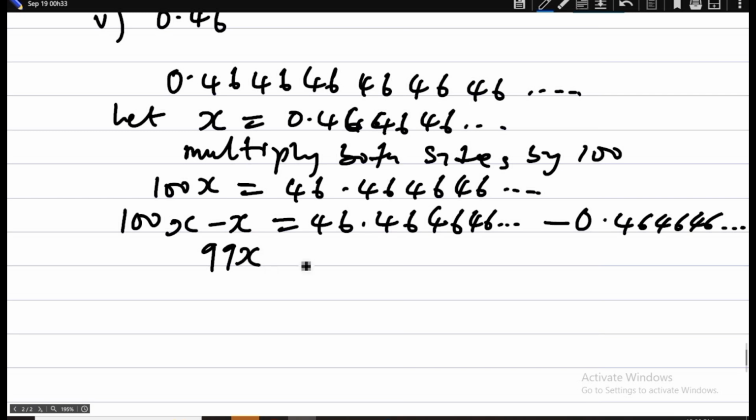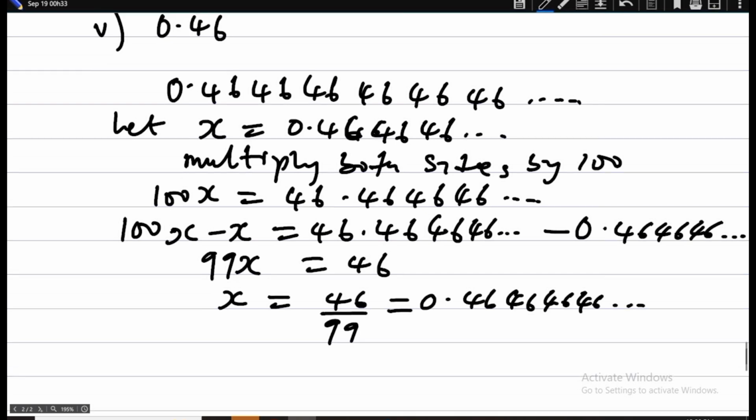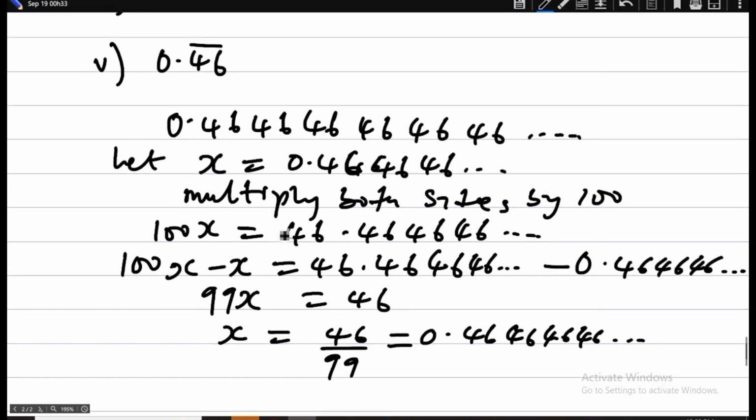Now if you subtract this, I'm going to have 99x is equal to just 46, because this side will take care of this side. So I'm having that x standing alone will give us 46/99. Now if you press 46/99, it's going to give us 0.46464646 that continues till infinity. So this is a rational number. I'm just doing this to show you how to convert it to a fraction.